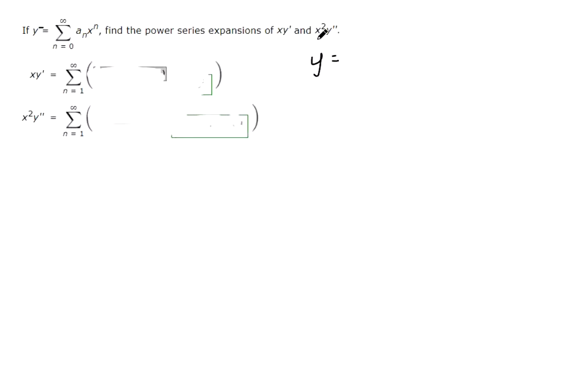So when n equals 0, then we have a sub 0 x to the 0. And then when n equals 1, you've got some new constant, a sub 1 x to the first, plus a sub 2 x to the second, and then it keeps going like that, right? Actually, let's do a few more because we're going to need to look at the second derivative eventually. So we got a sub 3 x to the third.